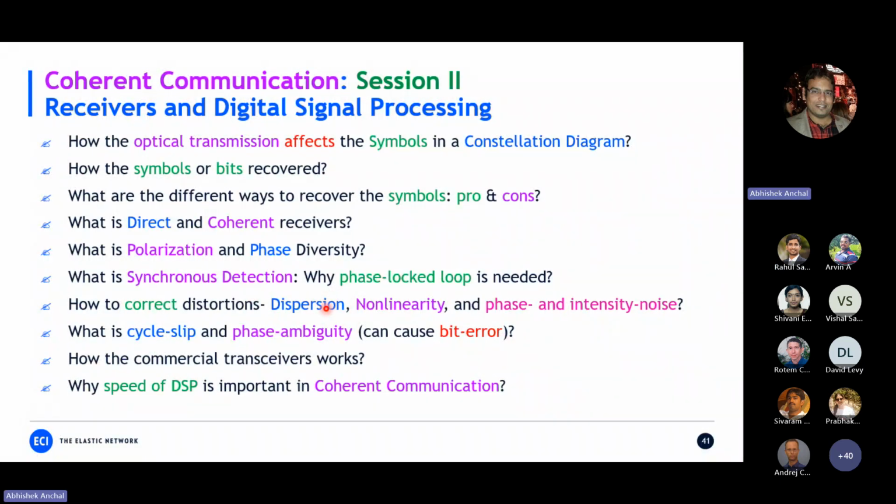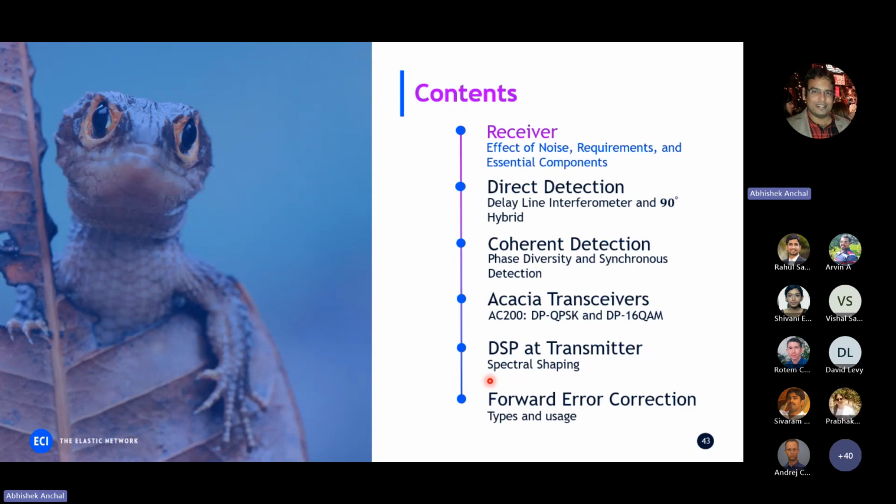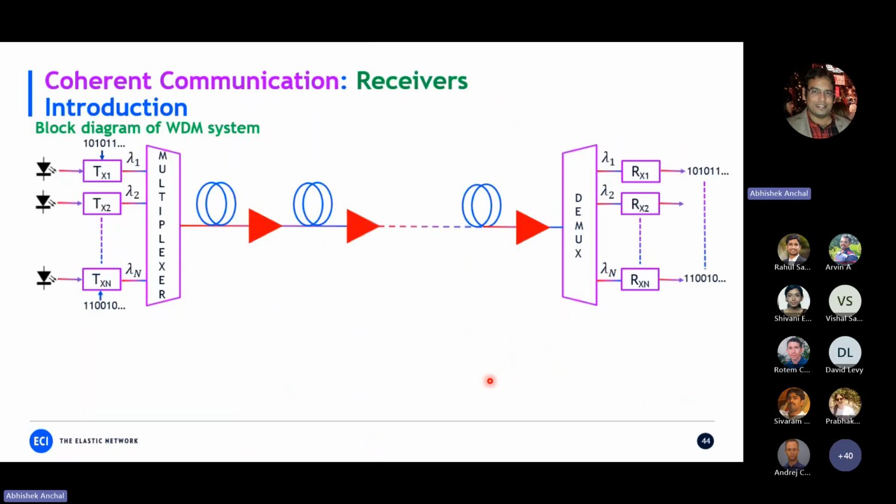Okay, so this is how these effects get corrected in the DSP, and these are the two terms we are going to discuss briefly. Again, this causes the bit error, and it's one of the most important things in the DSP, how they correct it. At the end of the session, hopefully, we will be able to see how a commercial transceiver like Acacia or Lumentum works in terms of the DSP, and why the DSP is so important in modern coherent communication. So I start with the receiver. We know that this is the very common block diagram for a WDM system.